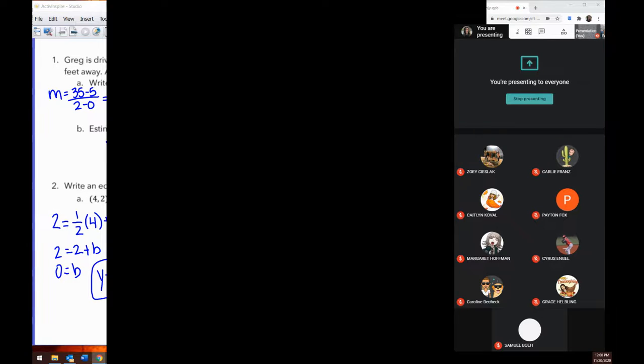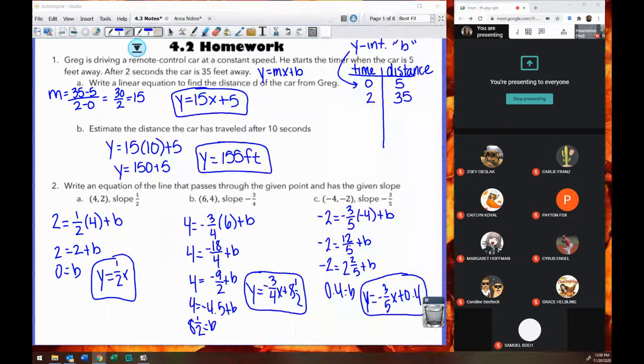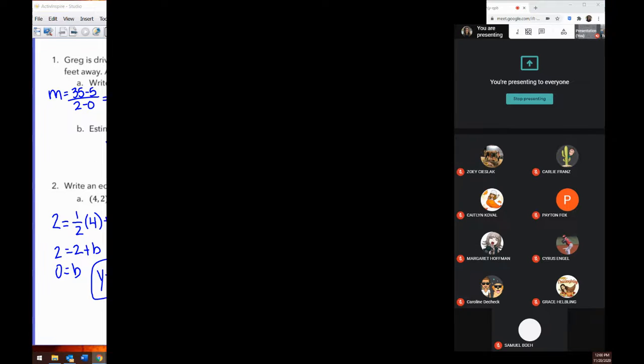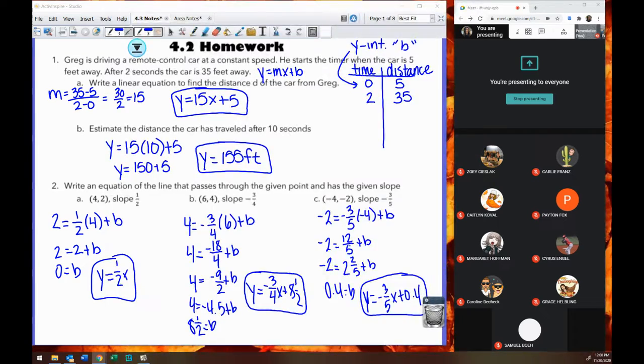But if you go to the homework from yesterday, we'll go over it. So take a look at number 1, which was Greg and his remote control car. Any questions on number 1? Anybody at home? Anybody in here? We did a lot of work with this in here this morning with you guys. But any questions on number 1?